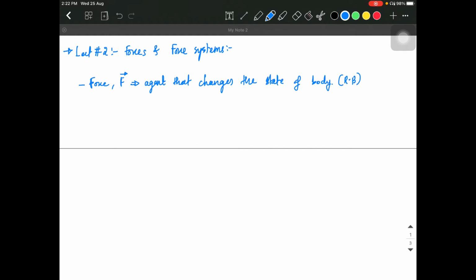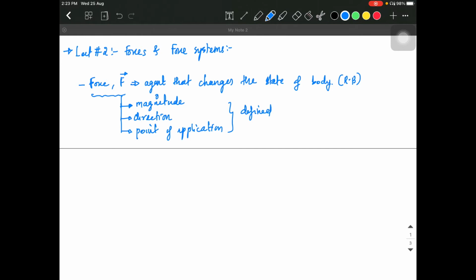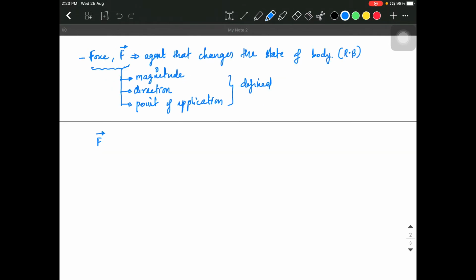In order to get the complete feel of a force, we have to define three more things. So force will be completely defined only if its magnitude, its direction, and point of application on a body are well defined. Then we can interpret what a force is and what its effects will be.